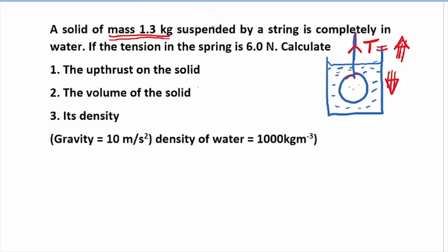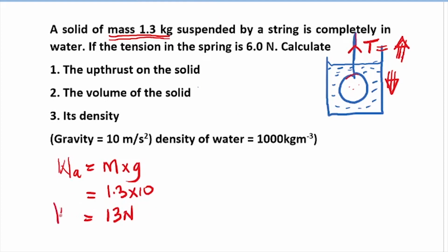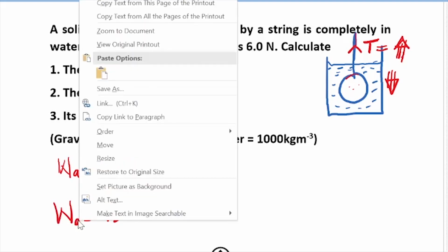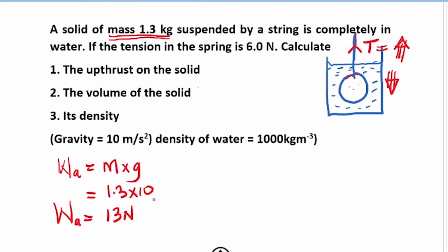So what about its weight? If the mass is 1.3 kilograms, it means that its weight when it's in air is going to be its mass times gravity. In this case, it's going to be 1.3 multiplied by 10, and that's going to be 13 newtons. So that is its weight when it's in air. Let me call its weight when it's in air, like that.